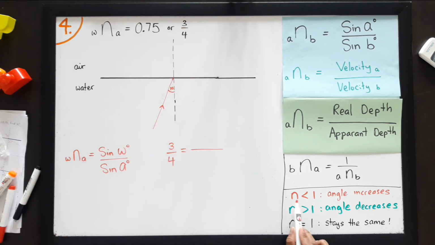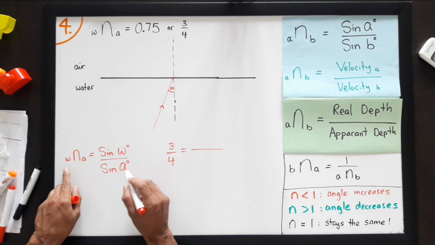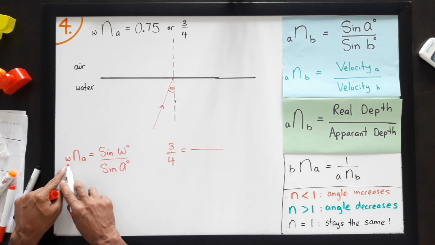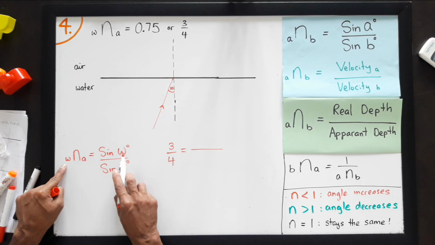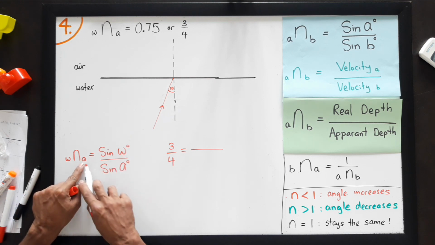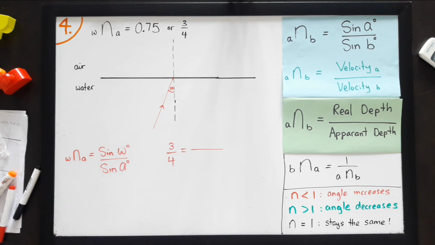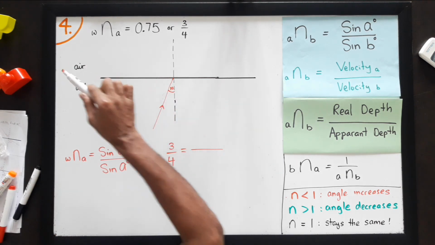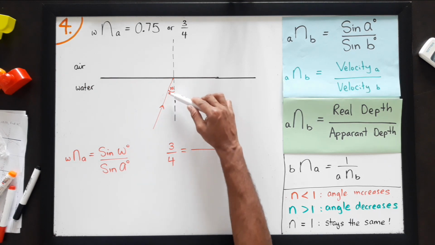It was less than 1. And this is the formula that you actually need to use. Water, the first letter goes on top as usual, the second letter goes underneath. So let's do the calculations. The refractive index from water to air is 3/4. In the question I just showed you, the angle coming from the fish was 60 degrees.